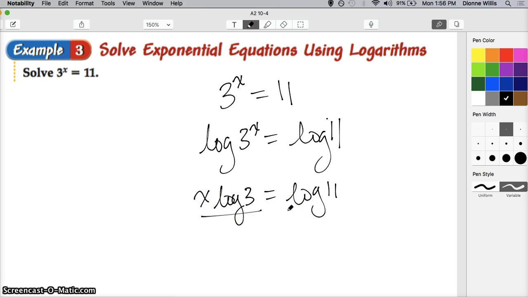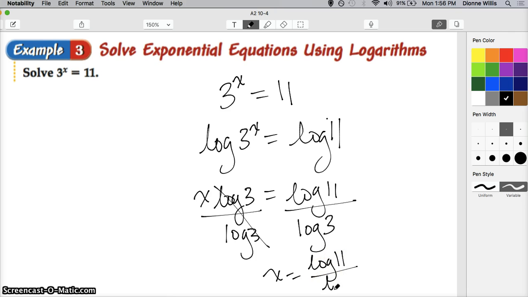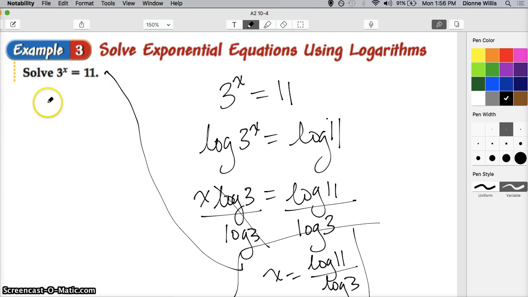And then the next thing I'm going to do is divide both sides by log of 3. And so when I do that, this is what I get. x is equal to log of 11 divided by log of 3, which is the change of base formula. And here's why we can see it as a change of base formula. Remember, I can write this as an actual logarithmic expression. So it would be log base 3 of 11 equals x. That's what we were looking for.